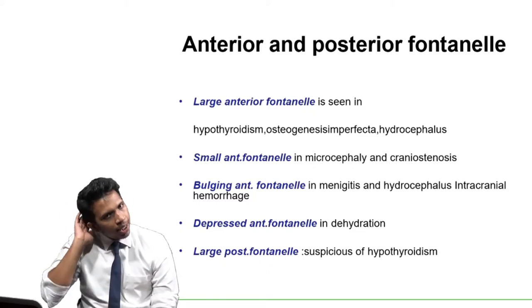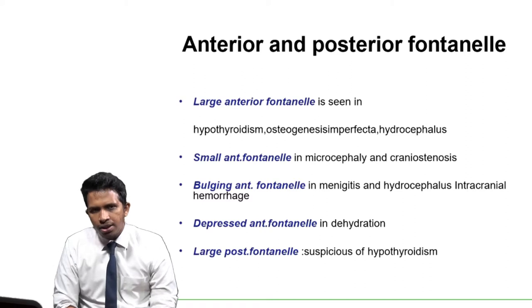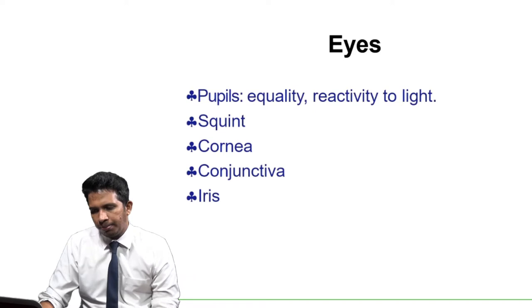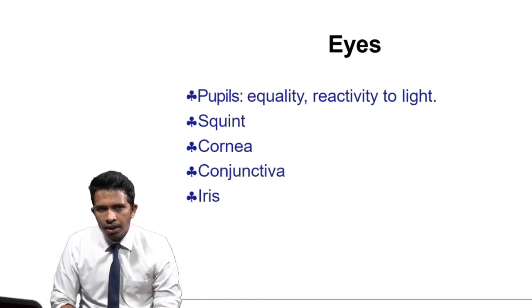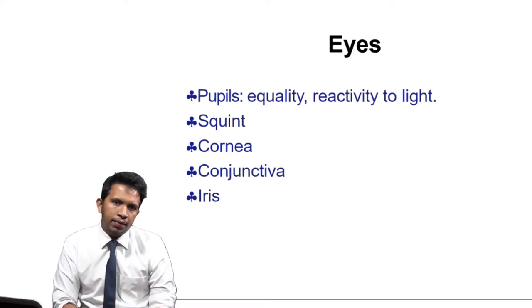The posterior fontanelle at the back is rarer than the anterior fontanelle to be affected, and if it's larger than normal, you have to suspect hypothyroidism. Now we are done with the head. We finished the skull, then we finished the fontanelle.